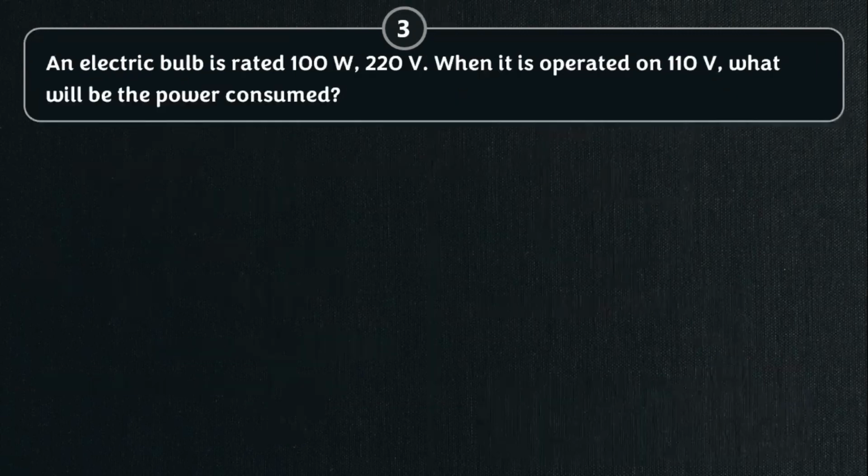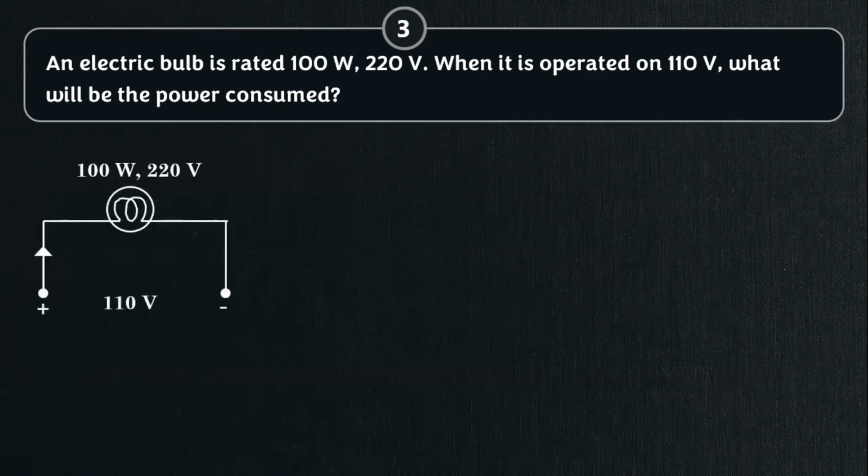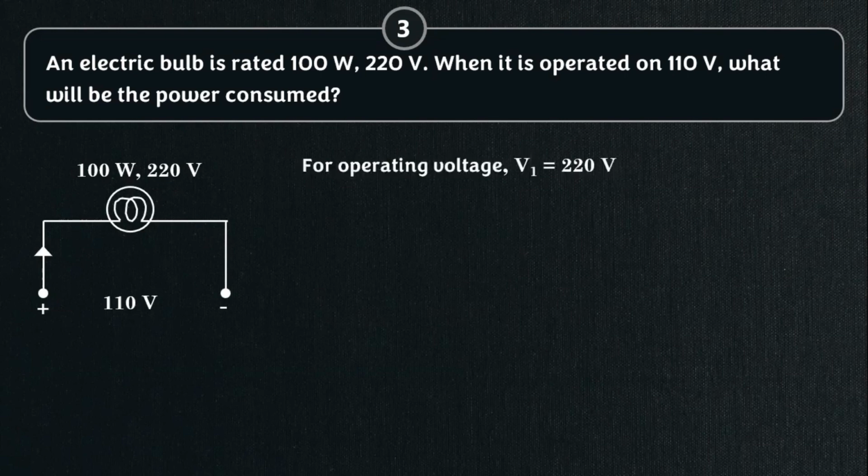Let's see the third question. An electric bulb is rated 100 watts at 220 volt. When it is operated on 110 volt, what will be the power consumed? The bulb consumes 100 watts when it is operated on 220 volt. We need to find how much power will it consume when it is connected to a 110 volt supply. It is given in the question that for an operating voltage 220 volt, V1 is equal to 220 volt, the power is V1 square divided by R, which is equal to 100 watts.